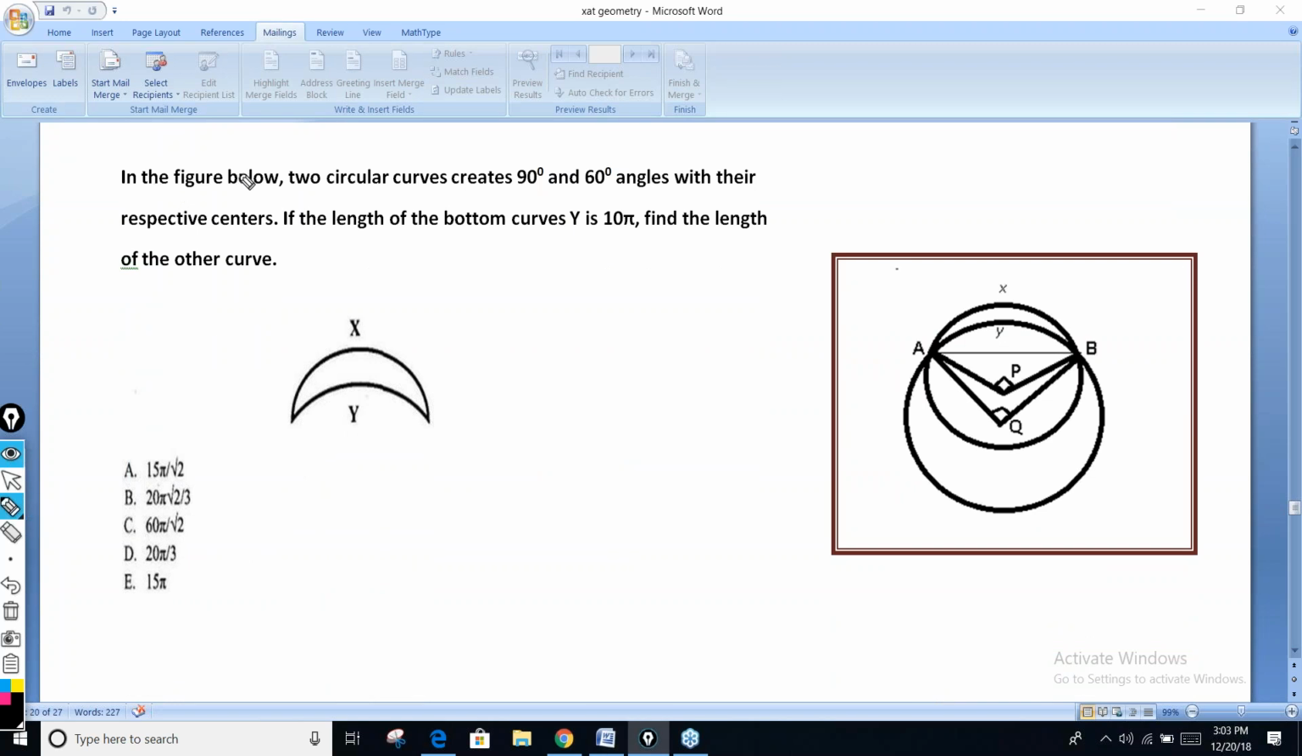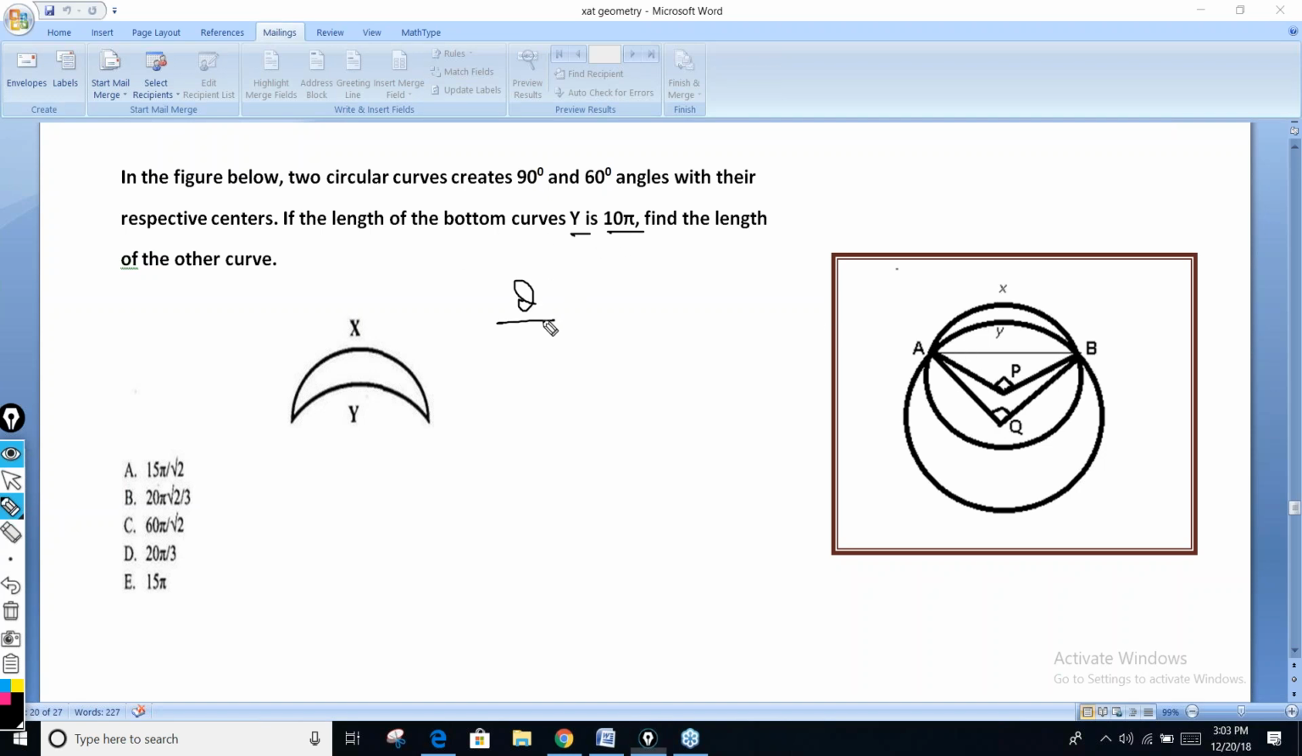Now in this case, it is given in the figure below, two circular curves x and y create a 90-degree and a 60-degree angle with their respective centers. If the length of the bottom curve y is 10 pi, find the length of the other curve. With the help of the given information, if I draw the figure, it will look somewhere like this. The x curve makes an angle of 90 degrees at center P, and the y curve, the bigger curve, makes an angle of 60 degrees at center Q. The length of y is given as 10 pi.